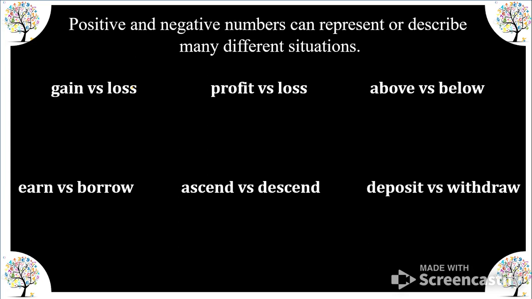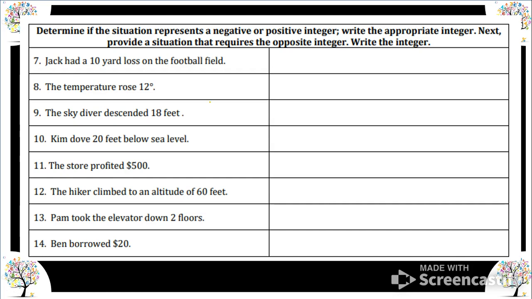Here are some other phrases for different situations. Gain is positive, a loss is negative, like on the football field, if you gain yardage or lose yardage. If you're in business and you make a profit, that's positive. If you make a loss, it's negative. Again, like we said, above and below sea level. If you earn money or borrow, that's a negative. Ascending, going up, is a positive integer. If you are descending, going down, that would be considered negative. Making a deposit is positive, and a withdrawal is negative. Okay, so pause the video and complete this part of your practice problems.